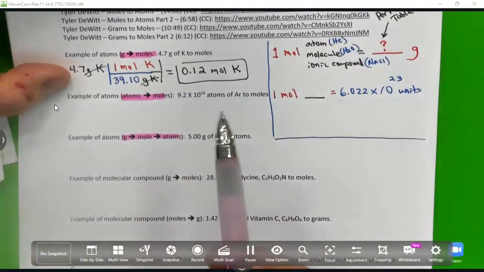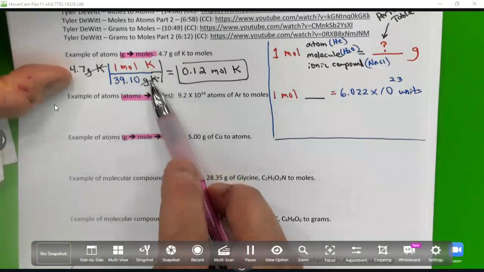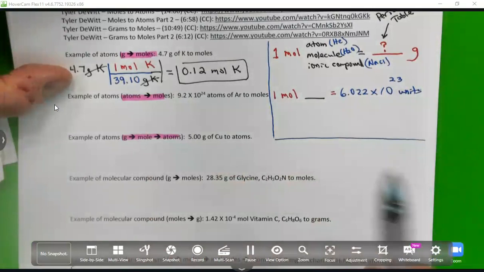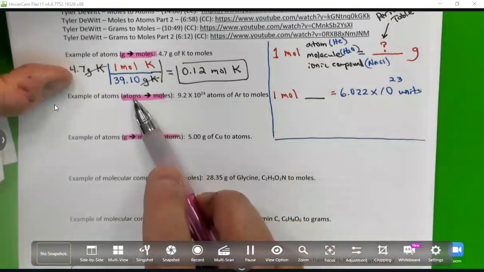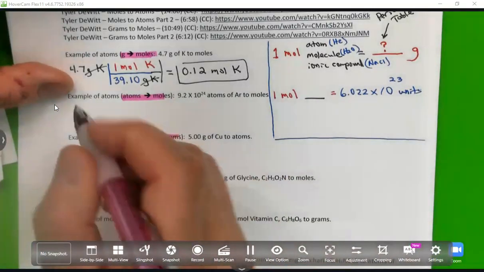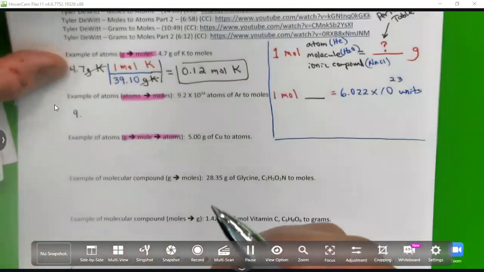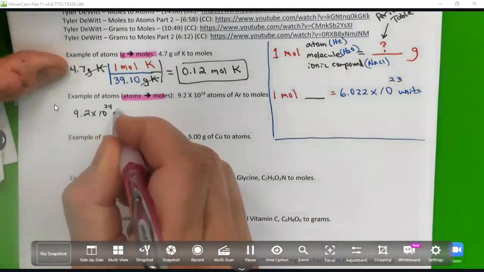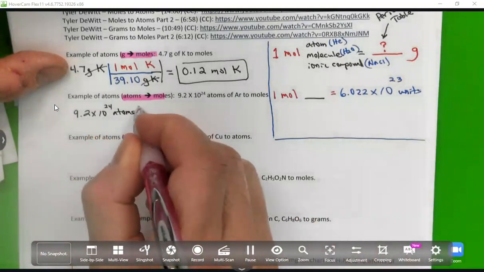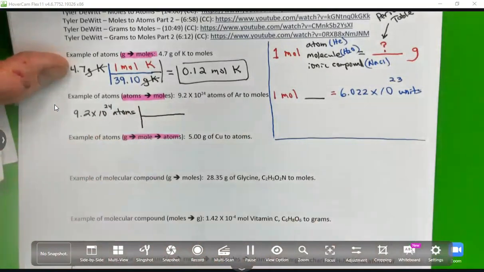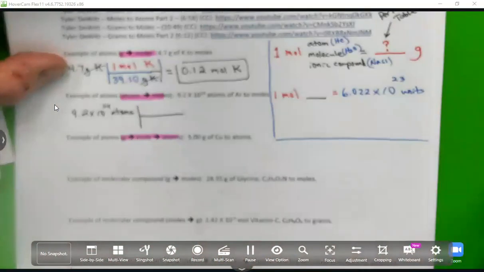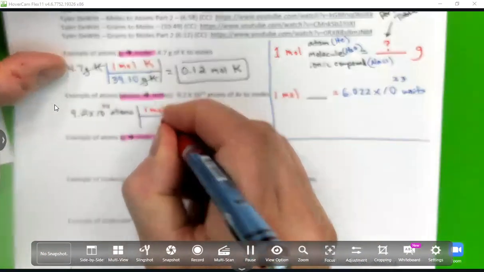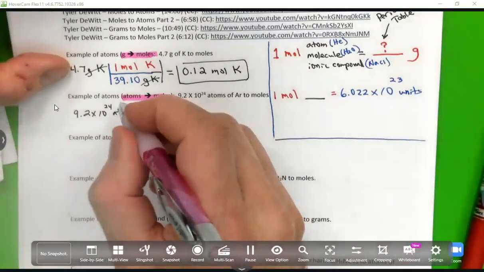Remember, there's only going to be 2 conversions we're going to use. 1 mole to grams or 1 mole to 6.022 times 10 to the 23rd. The next one starts out at atoms. It has atoms and we want moles. We've got 9.2 times 10 to the 24 atoms. Ooh, I made a bad mistake. 1 mole of argon.